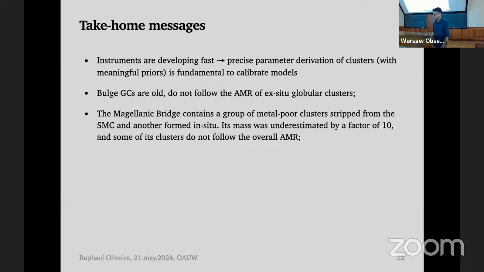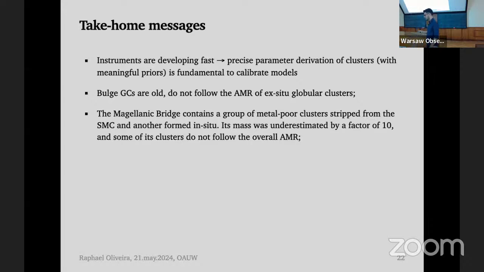And so here are some ideas that you can take home. The instruments are developing fast, and we also need to get precise parameters for the clusters, possibly using priors. And it's fundamental to calibrate the models, both the models from isochrones and also in the age-metallicity plot. The bulge globular clusters are strictly old, but they don't follow the age-metallicity relation of the ex-situ globular clusters. So here is what I just told you about the Magellanic Bridge. Something that I didn't tell is that we did a new mass estimation for the bridge, stellar mass, and it's a factor of 10 higher than previously reported.